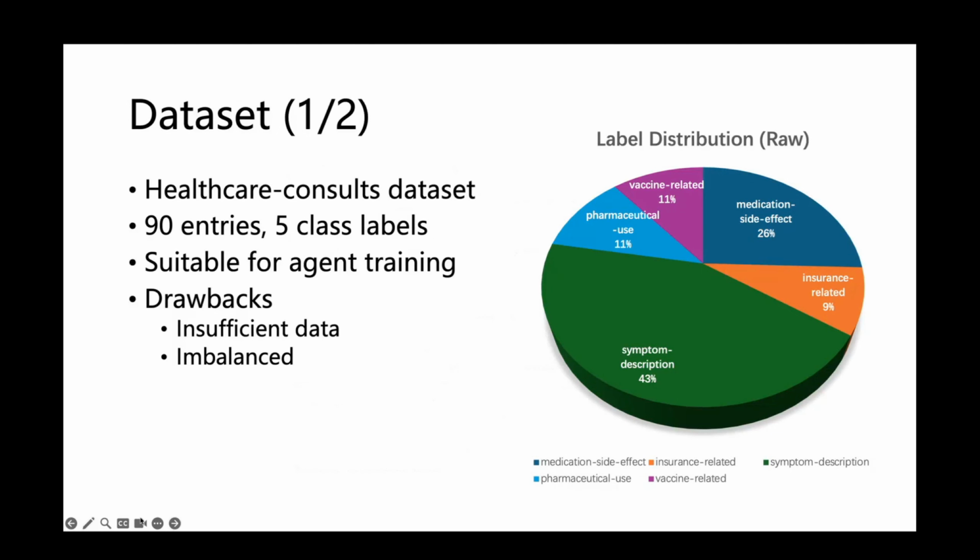Next, let's take a look at the training data we use in the model. We use the healthcare consult dataset as our base, and on top of that, we did some pre-processing. As you can see, the data is pretty uneven. Some categories have way more interest than others. Also, 19 samples isn't a lot when we are training a model, so the dataset is both small and imbalanced, which can make training a bit challenging.